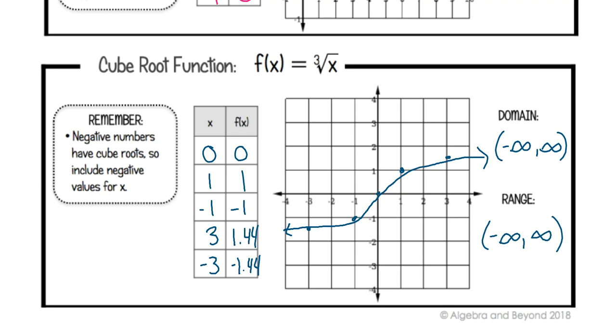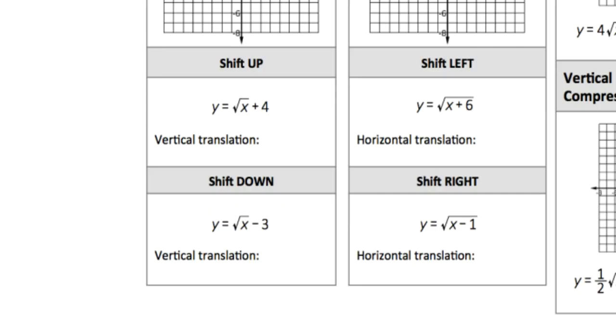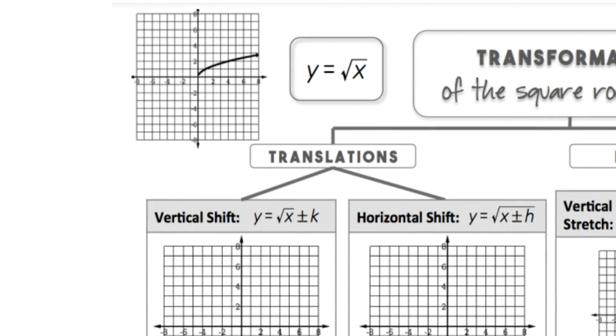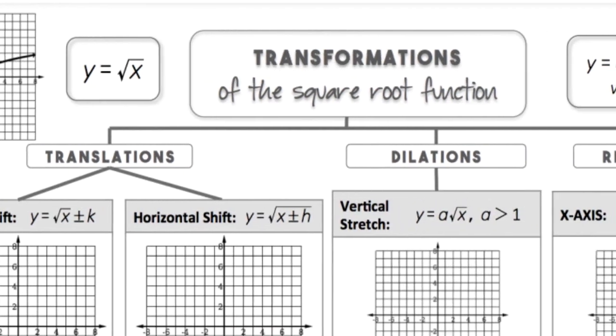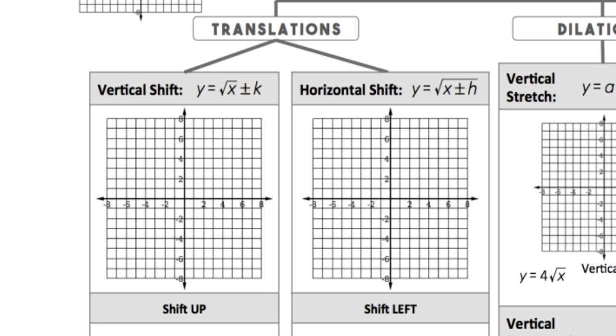All right, so now we're going to look at some transformations of these functions. So we're going to start with the square root function. So we remember our parent function was the square root of x, and we're going to transform that now. We're going to start with translation. So remember, translation is where the entire shape of the curve moves left, right, up, or down.